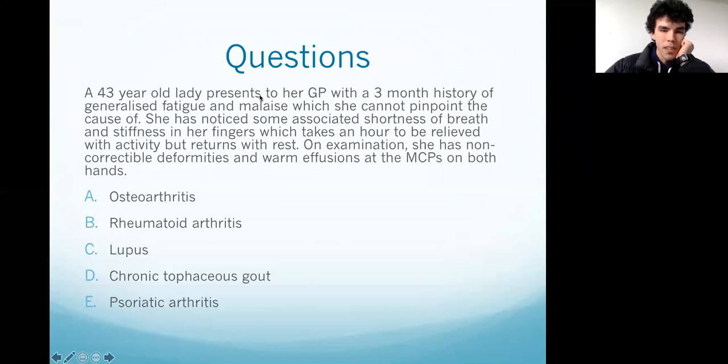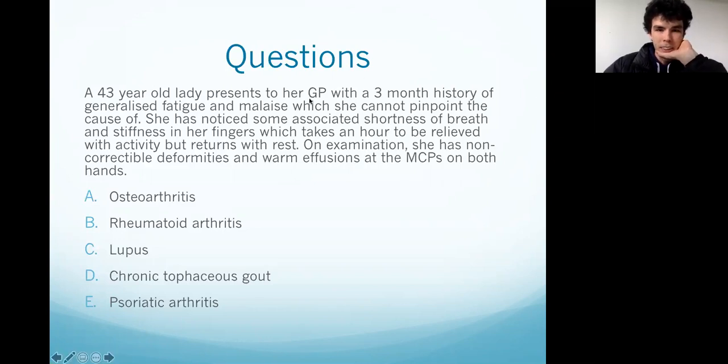So a 43-year-old lady presents to the GP with 3 months of fatigue and malaise, which she can't pinpoint the cause of. She's had some associated shortness of breath and stiffness in her fingers, which takes an hour to be relieved with activity, but returns with rest. On exam, she had non-correctable deformities and warm effusions of the MCPs on both hands. So what's she most likely to have?